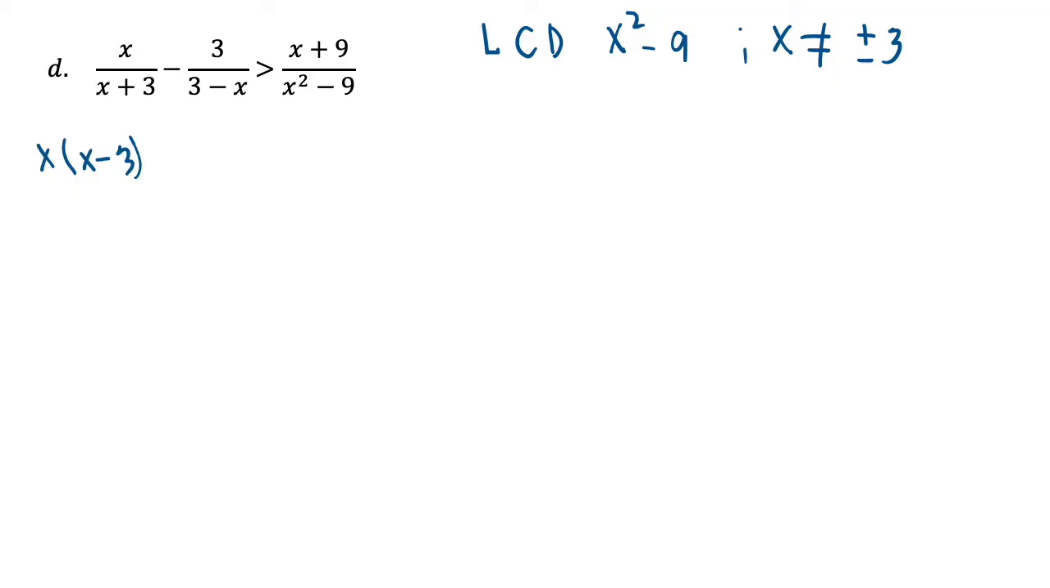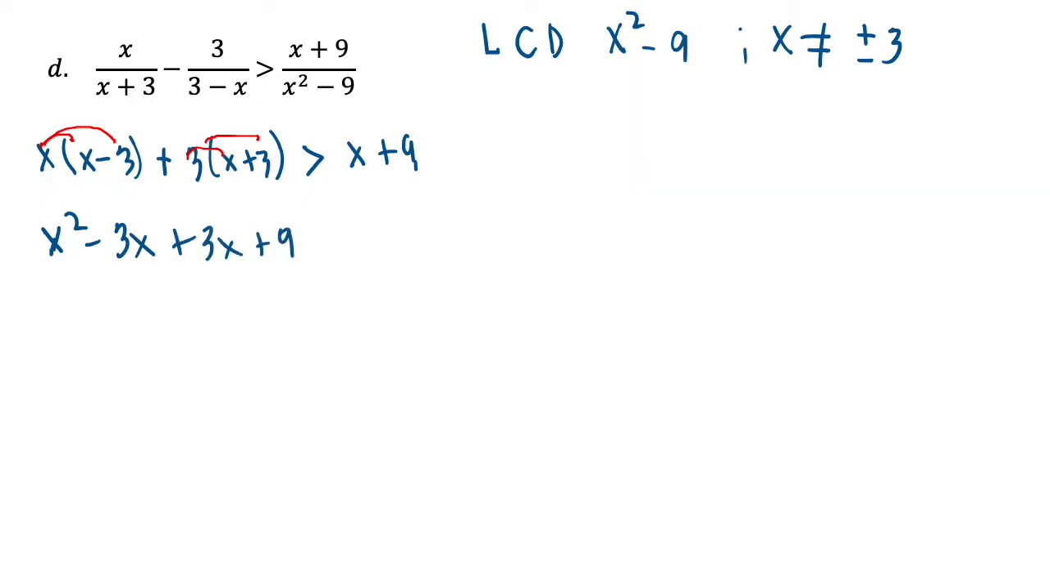We will get the result x times x minus 3. And then on the second term, we also have an additive inverse of 3 minus x, that is x minus 3. So we will have now negative 1 as our factor. So that gives us positive 3 times x plus 3 greater than x plus 9, since we divide the LCD by itself. Okay, so let's distribute this number. We will get x squared minus 3x plus 3x plus 9 greater than x plus 9.